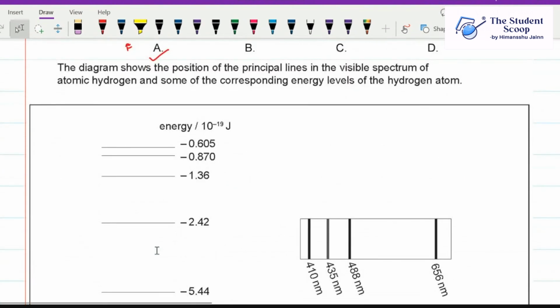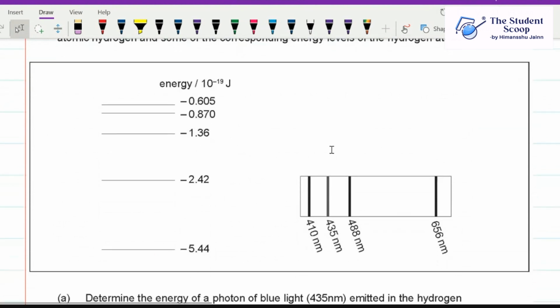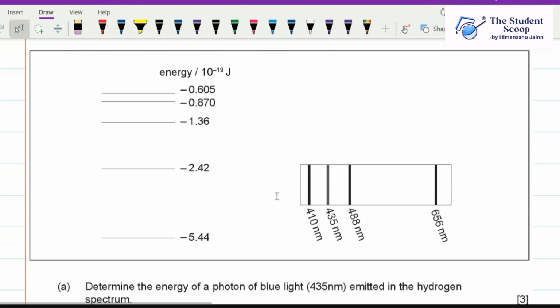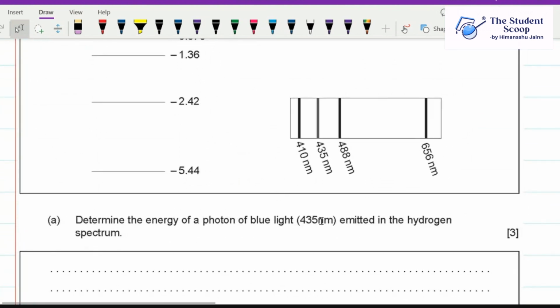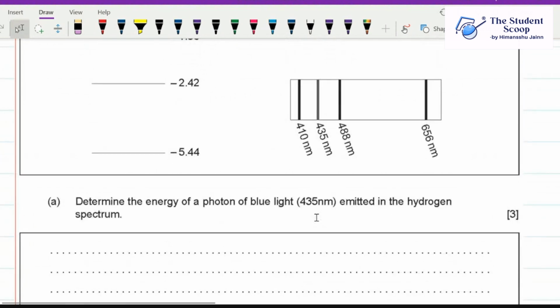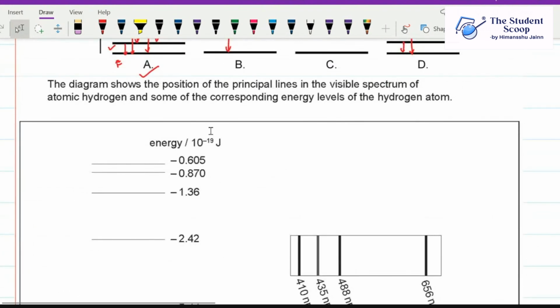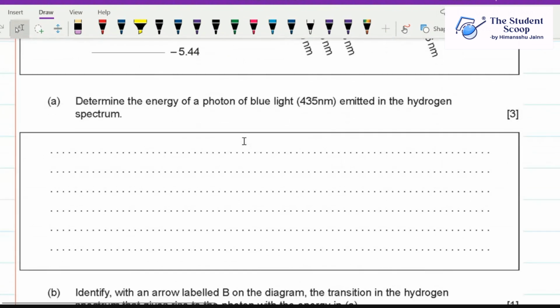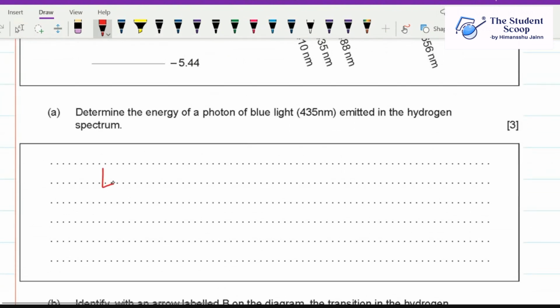Similarly, let's say they have given the energy levels for this, in joules. They have given 10 to the minus 19, and they have given some wavelengths of the spectrum. Now determine the energy of the blue wavelength. Okay. Now, if I want the energy of the photon, here I have to make a decision whether I want it in electron volts or joules. But since you can see the energy levels are given in joules, it is much easier to do everything in joules than in electron volts. So I can do this energy.